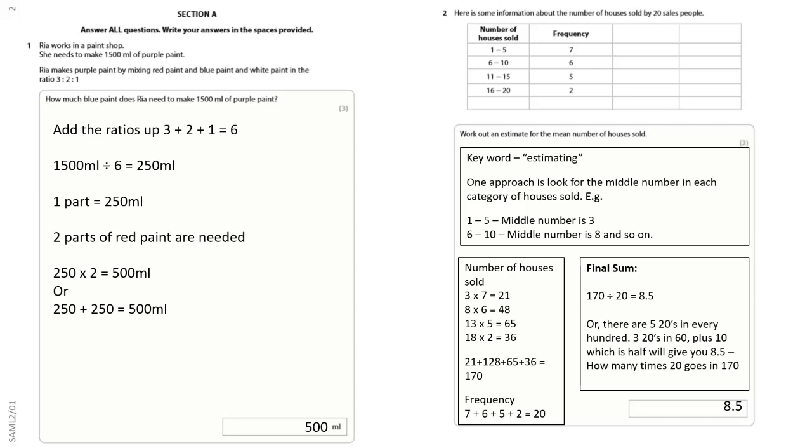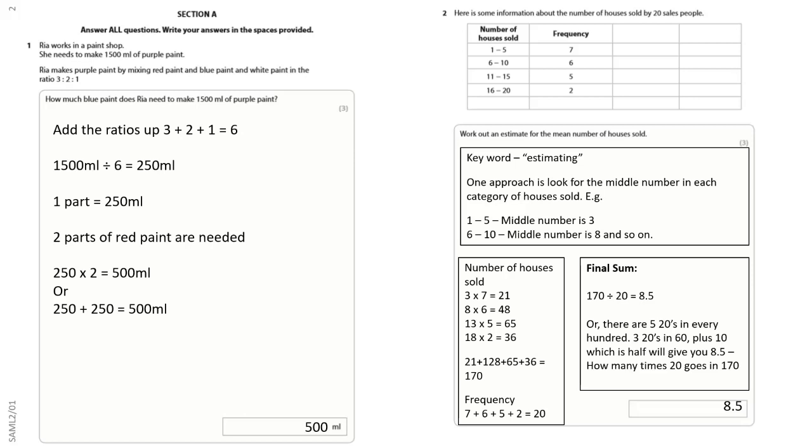So then what we do is we add those all up. I just wanted to double check what I'd actually done here, so that was why we had the pause. So we add all of those up, which gives us 170 in total. The frequency is 20. And then what we now need to do is divide the estimated number of houses sold by the frequency. 170 divided by 20 equals 8.5.